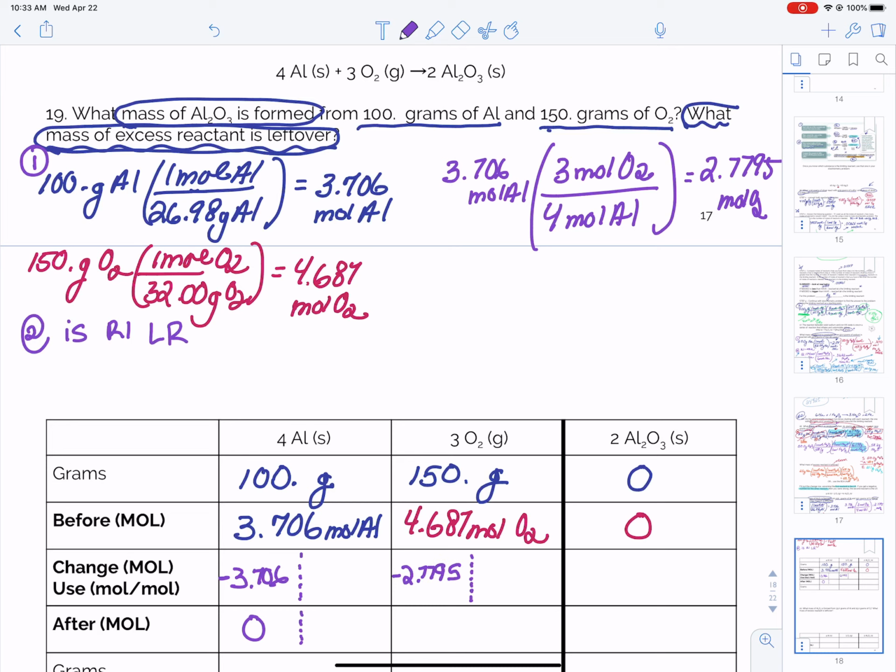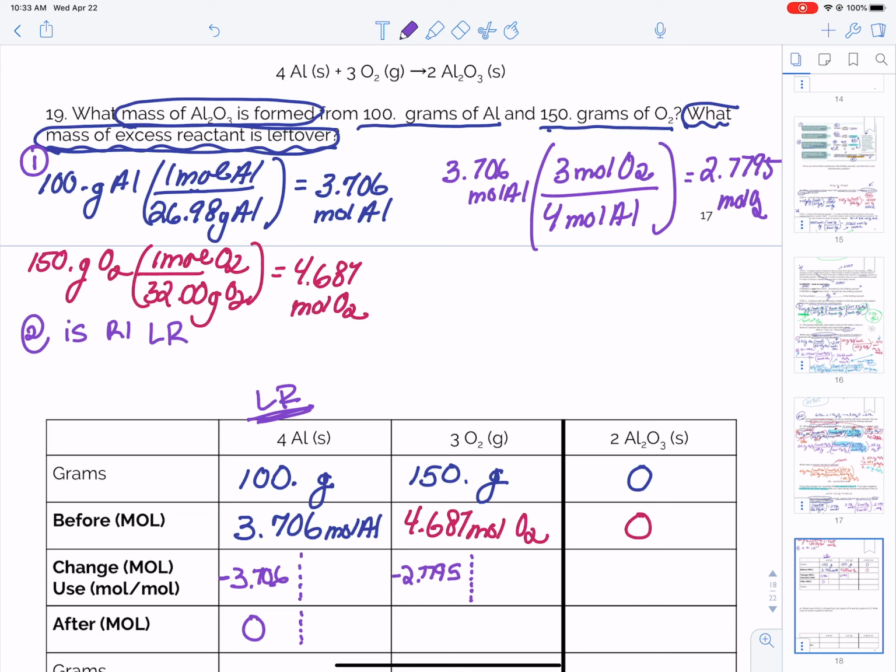Now I look, does that work? Can I do 4.687 minus 2.7795? Without even doing out the calculation in my head, I go, yeah, I can do that. It's not going to be a negative number. If that was a negative number, which is what it's going to be in the next example, then I would know reactant 1 wasn't my limiting reactant. So this was my limiting reactant because I didn't get any negative numbers that way.